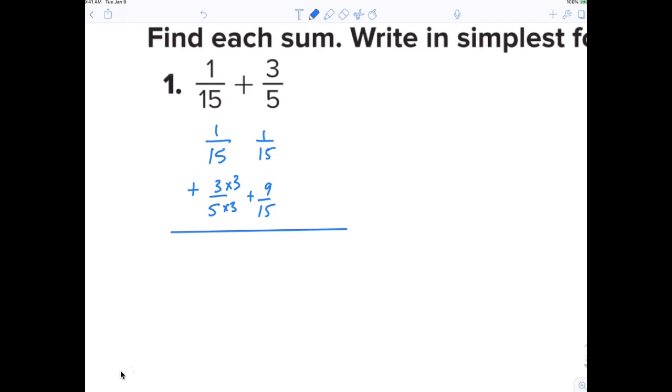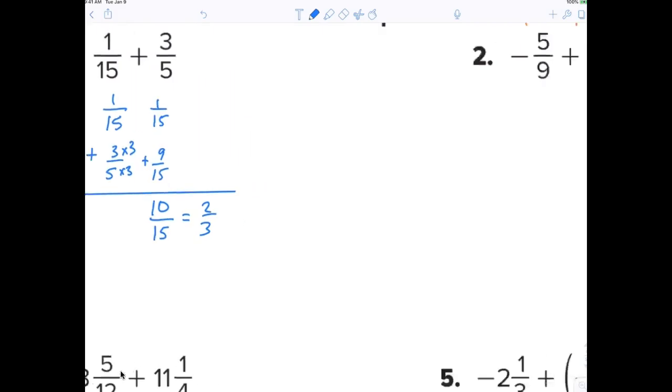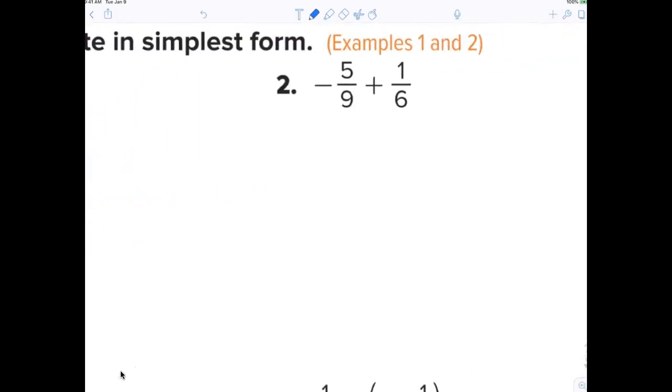So now, obviously, the final answer here is what? Beautiful. 10 over 15. And then, of course, we'll always reduce. We'll reduce that to what? Yes, 2 over 3. Everybody happy with that? So they remember good times, right? All right, let's check out number 2 just for now.